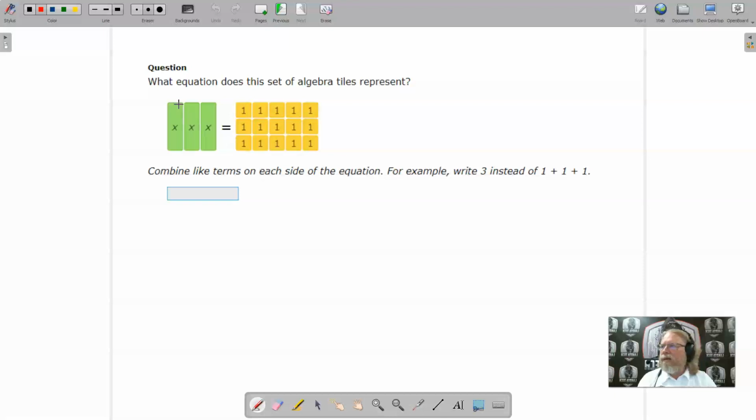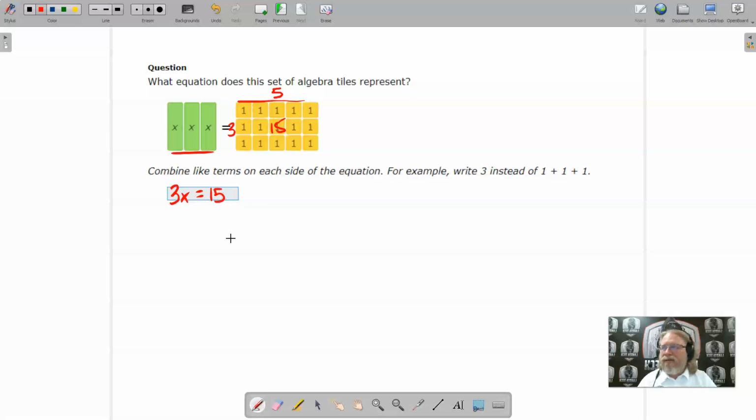All right, last one here. What equation does this set of algebra tiles represent? Well, I have 3 x's here, right? So I have 3x, the equal sign, and then I have 3 by, looks like 5 across here, right? Yep, 3 by 5. 3 times 5 is 15, so equals 15.